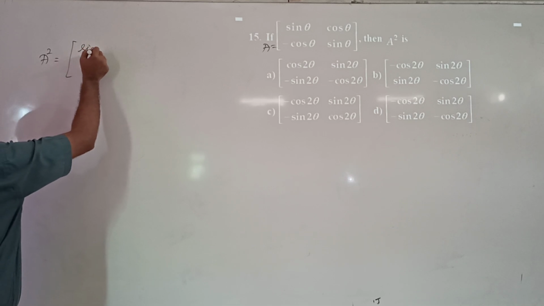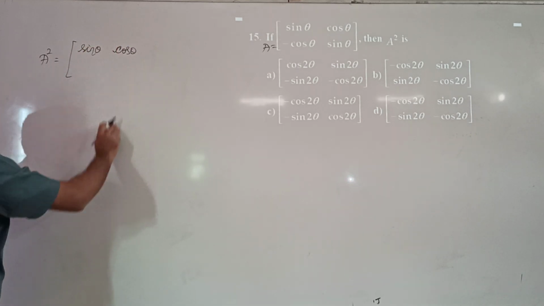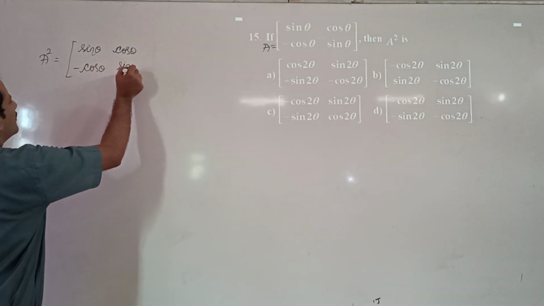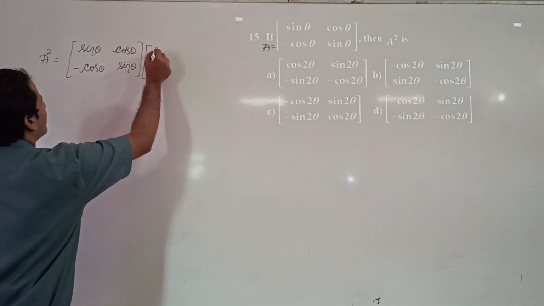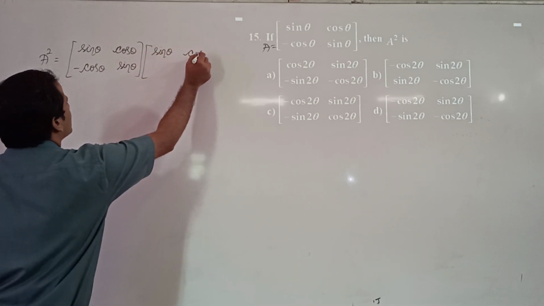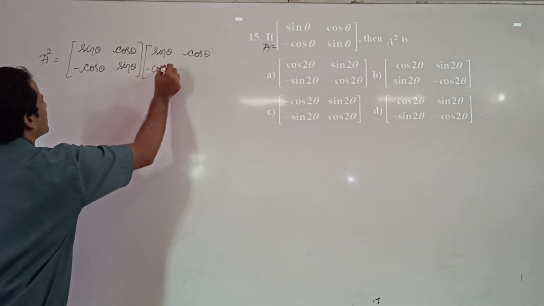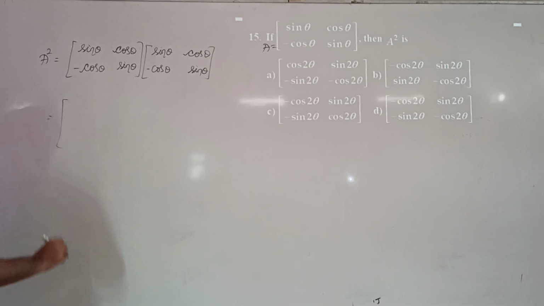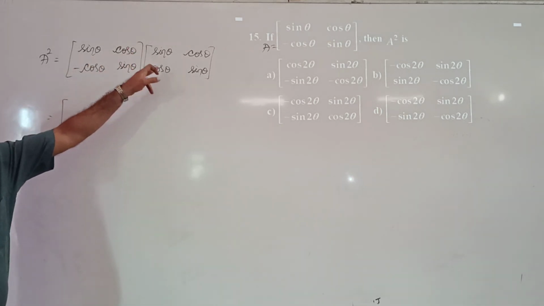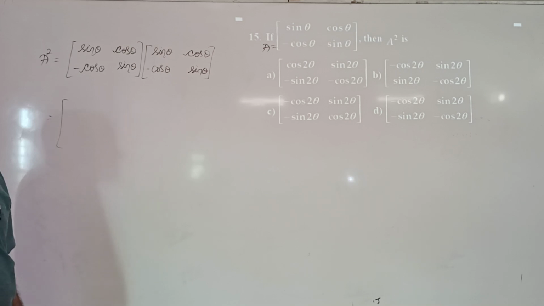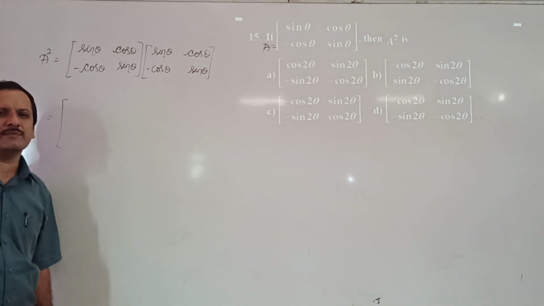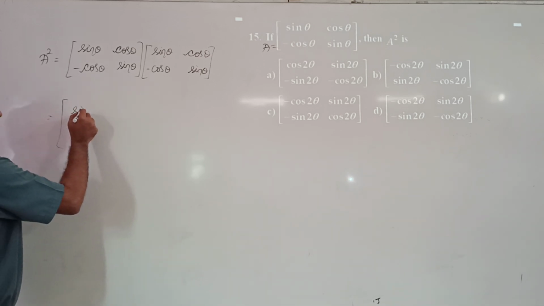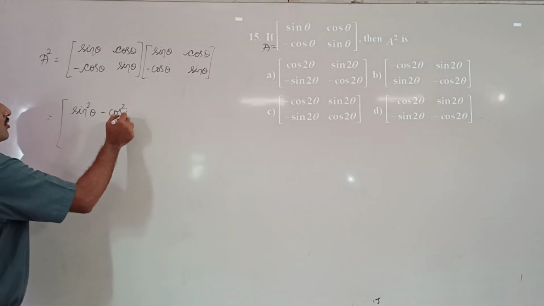A is sin theta cos theta, minus cos theta and sin theta, into A again, that is sin theta cos theta, minus cos theta sin theta. So when I multiply, sin square theta minus cos square theta, since sin square theta plus cos square theta is equal to 1. Therefore, what is sin square theta minus cos square theta? I can take minus as a common factor.